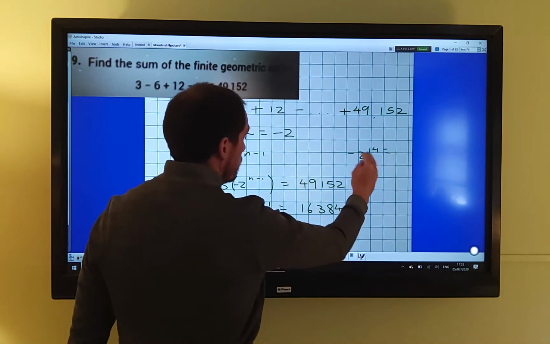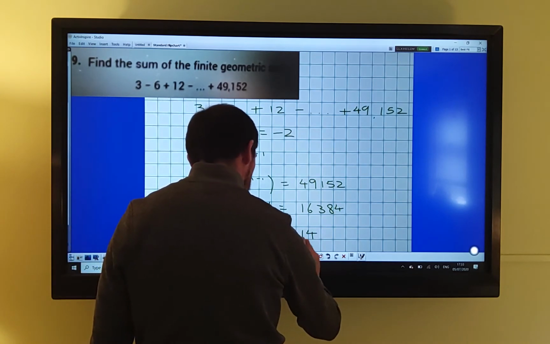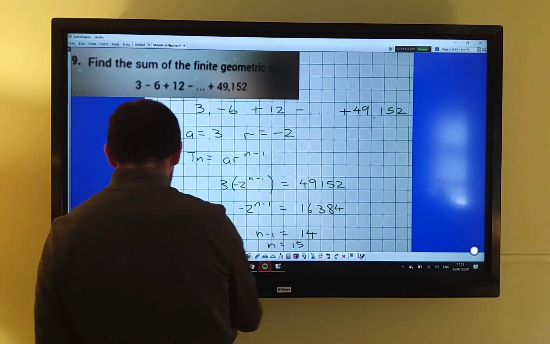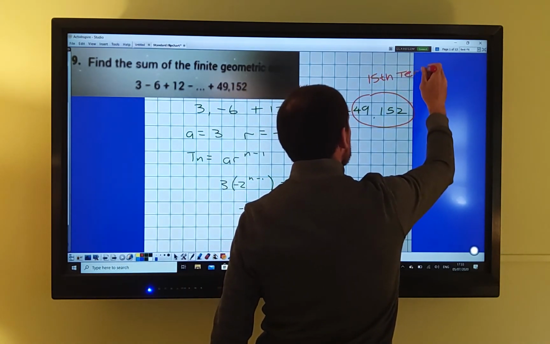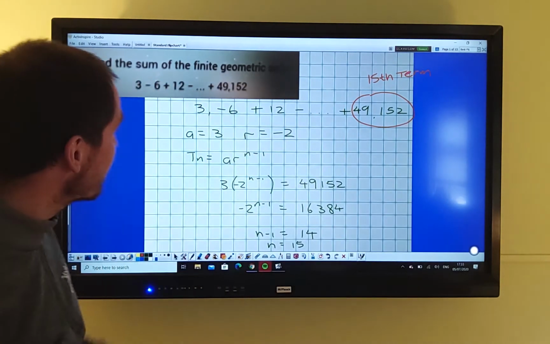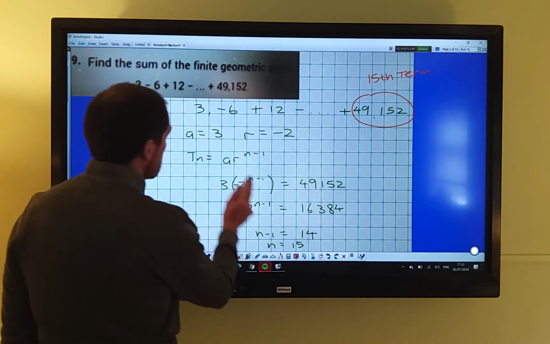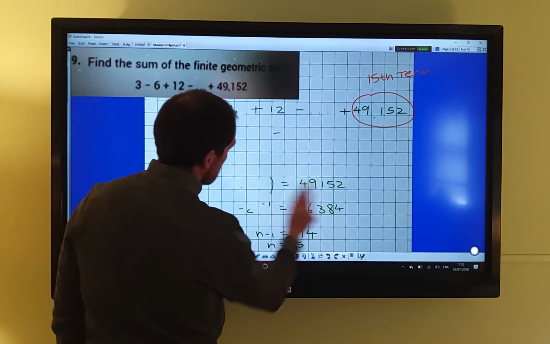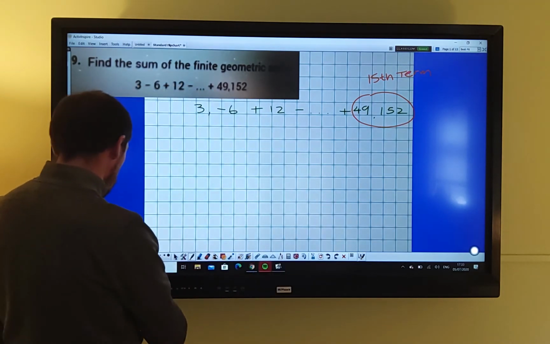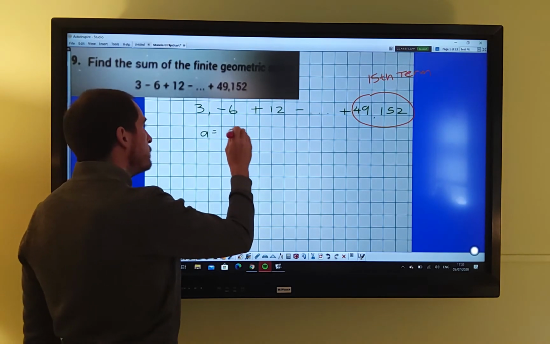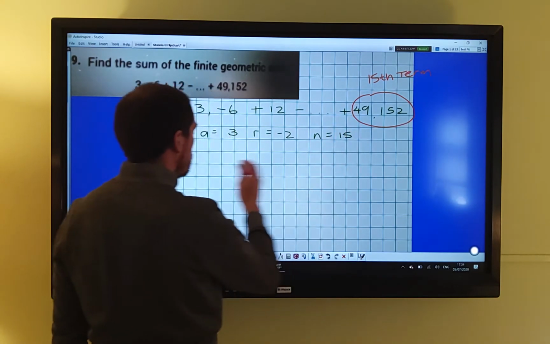So I now know n minus 1 is 14. Using algebra, I can say that n is equal to 15, so this here is the 15th term. Now what you're asked to do is get the sum of the first 15 terms. So that's the next stage of this. You have to get the sum of the first 15 terms of this geometric sequence. And so what you can say is, a is 3, r is minus 2, and n is equal to 15. And you have to get S15.